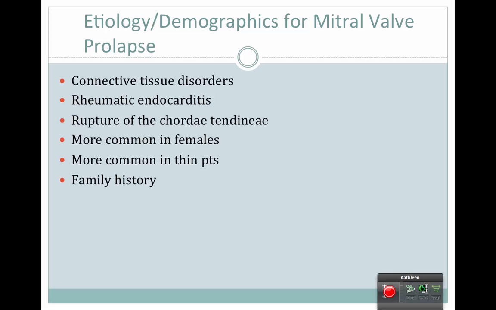The etiology and demographics of mitral valve prolapse. Connective tissue disorders. These are patients with rheumatic endocarditis. Rupture of chordae tendineae. This is more common in females and more common in thin patients and those with a family history.